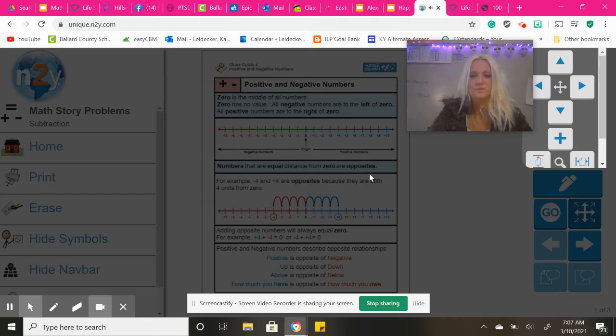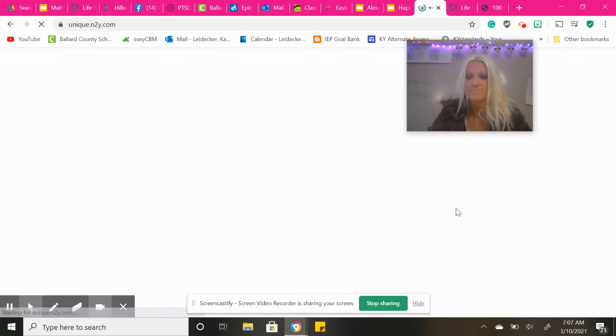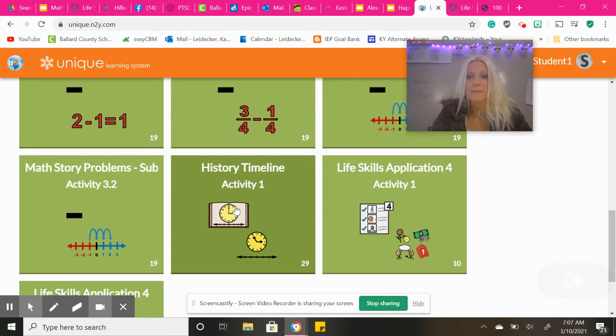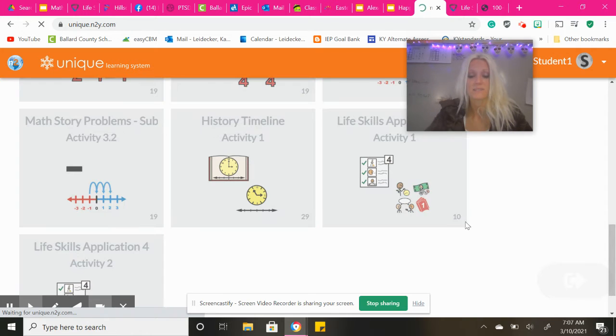There's more to do. Don't forget, if you complete it, turn it in. And then for our history timeline, you'll just click on start and it'll go through the different timelines in order of the events. Now your life skills box is here.